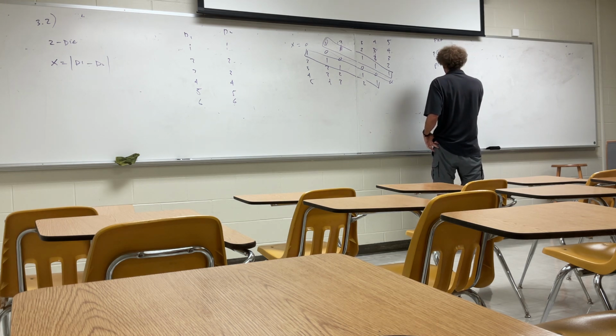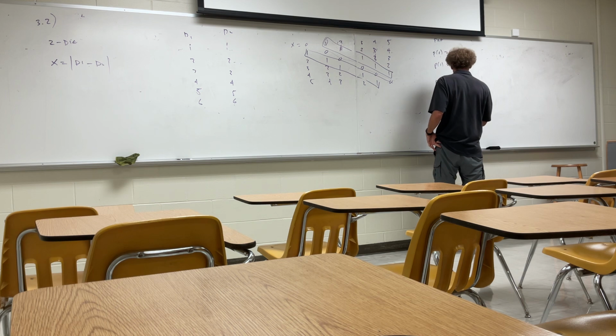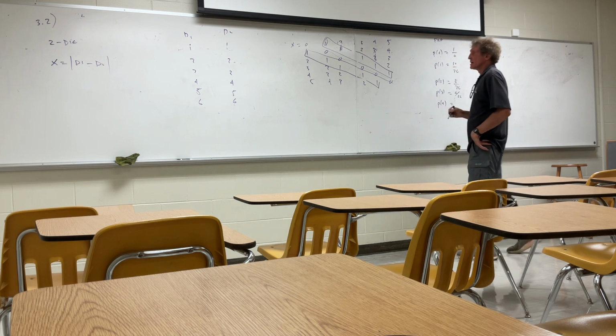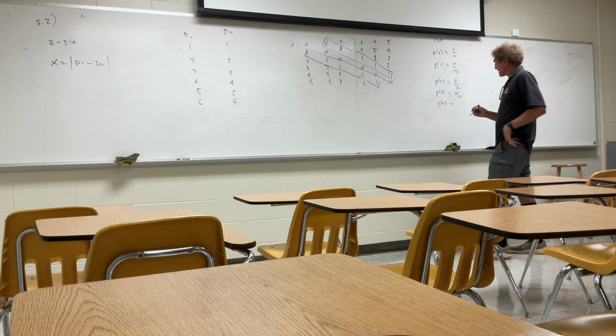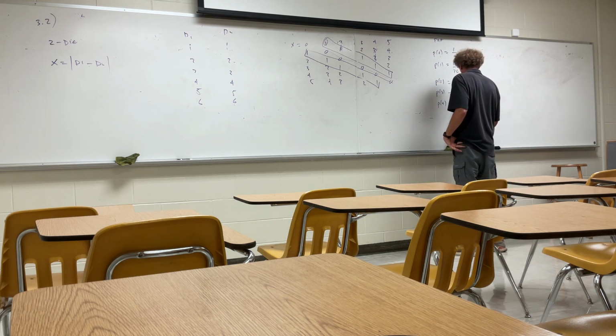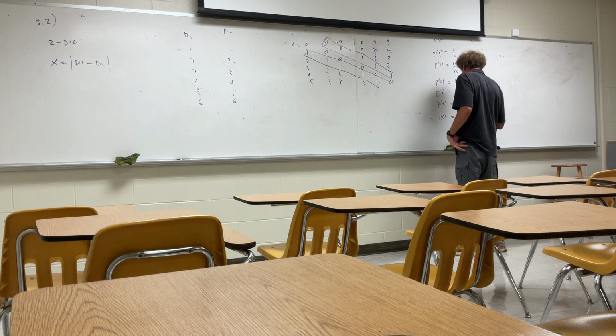How about P of 2, you wanna give that to me? 8. 8 over 36. P of 3? 6. 6 over 36. P of 4? 4. Is that right? Yeah, I guess it is. 4 over 36, and P of 5? 2 over 36. Is that correct, class?